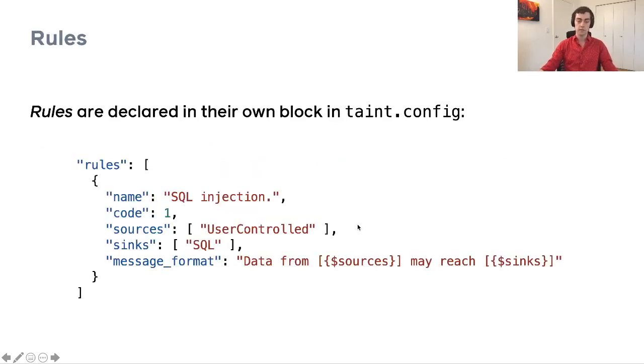So rules, you've seen these a couple times already. These go in the taint.config file as well. They get their own section in the file, and they contain some of the data you've already seen, as well as some extra stuff that I've omitted so far, which is just a message format that allows you to make a human-readable output for Pysa.